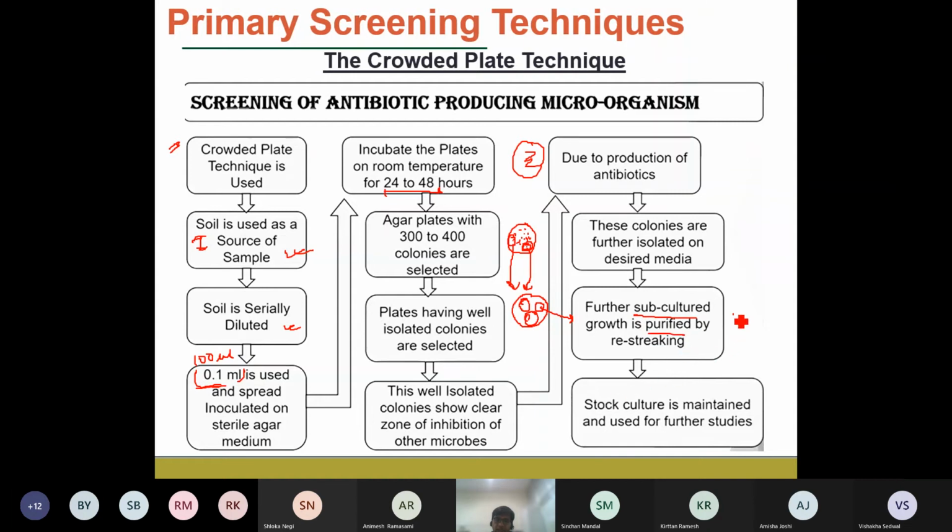Okay, so once you obtain the purified culture, you make the stock culture of that purified organism, and then you use it in your industrial fermentation, or you use it for storage and preservation, so that it can be used for future activities. So this is how we can see it stepwise.